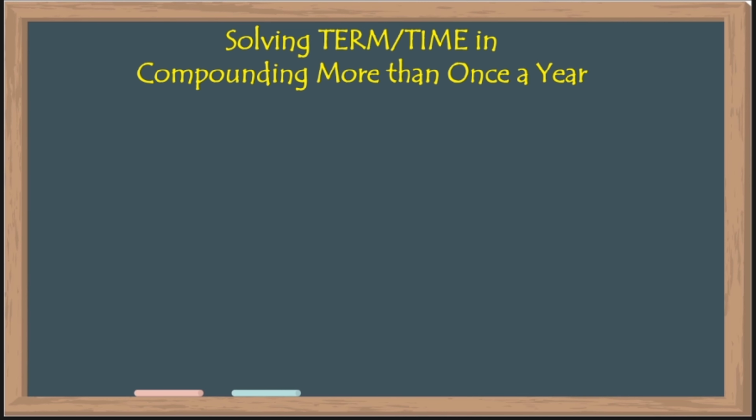Good day, everyone. Paano nga ba mag-solve ng problem for compound interest compounding more than once a year kung ang nawawala ay yung term or time? Okay? We use this formula, F is equal to P times 1 plus i raised to m over m raised to the power of m times t.